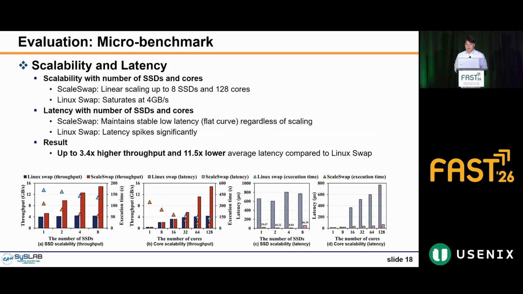On this slide, I show the micro-benchmark results in terms of throughput and latency. ScaleSwap scales almost linearly as we increase the number of SSDs and cores, while Linux Swap saturates early due to lock contention. Overall, ScaleSwap achieves up to 3.4 times higher throughput compared to Linux swap. In terms of latency, ScaleSwap remains stable without large spikes, even under heavy memory pressure. It achieves up to 11.5 times lower average latency, indicating significantly reduced synchronization overhead.